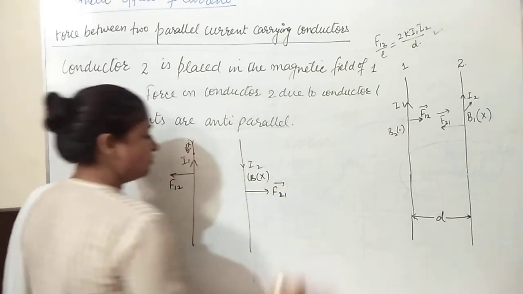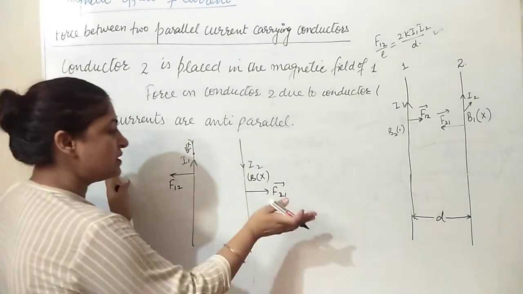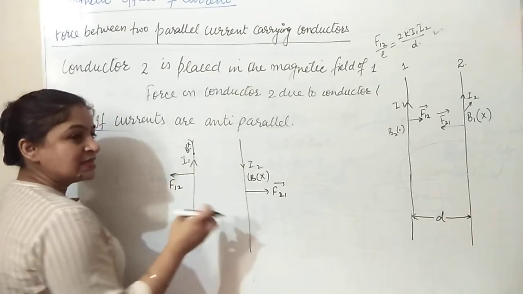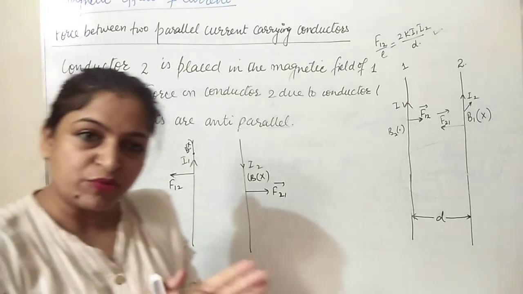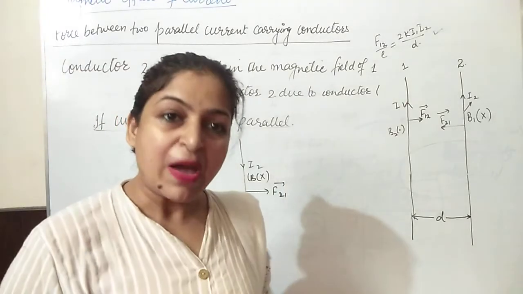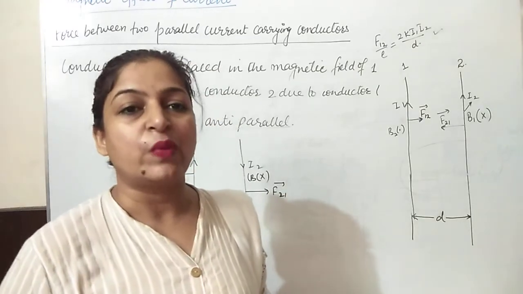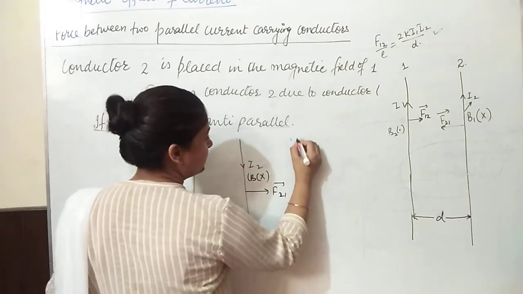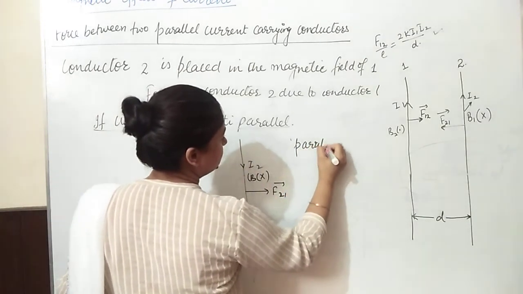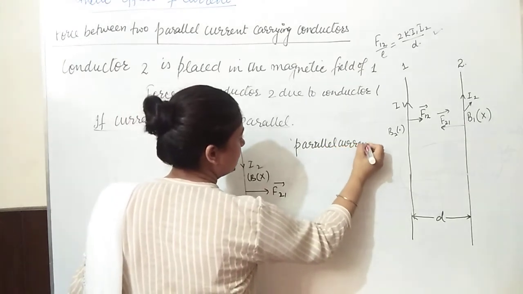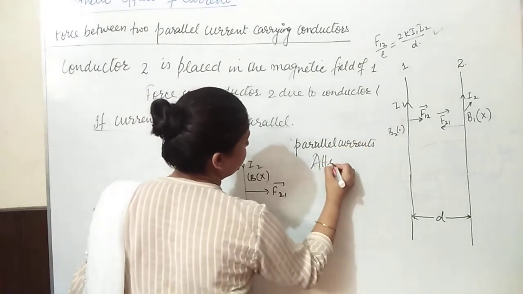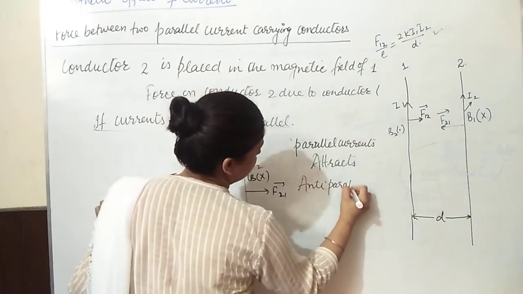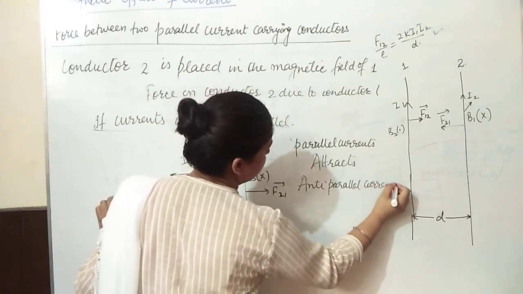Force on 2 due to 1. Now you can see both of the conductors are being repelled from each other. They are exerting force on each other in such a way that they are pushing each other. So when anti-parallel currents flow through the conductors, they will repel each other. What we can conclude here: parallel currents attract, anti-parallel currents repel.